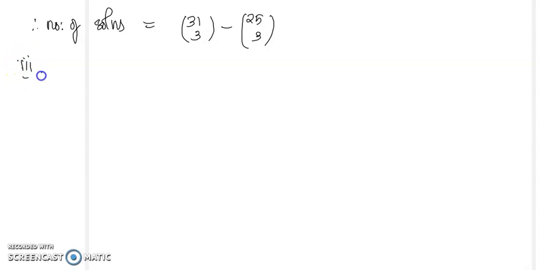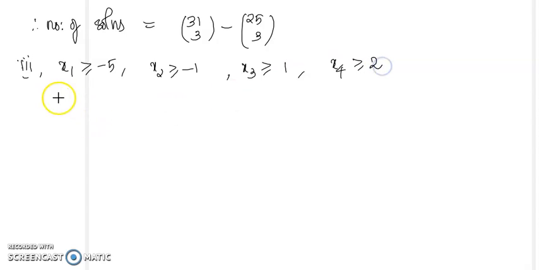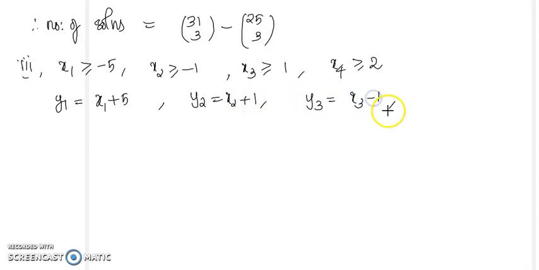And the third subdivision is you have x1 greater than or equal to -5, x2 greater than or equal to -1, then x3 greater than or equal to 1, and x4 greater than or equal to 2. So let us take y1 equal to x1 plus 5, then y2 equal to x2 plus 1, y3 equal to x3 minus 1, and y4 is equal to x4 minus 2.